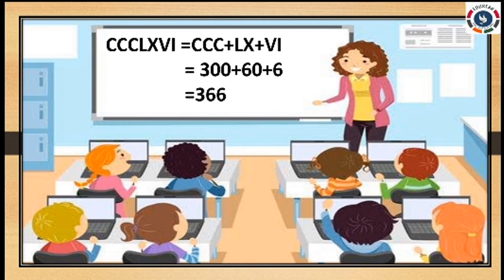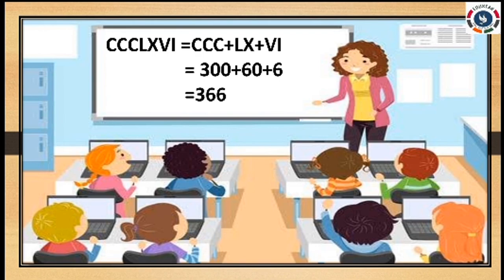Now CCCLXVI is equal to, first you have to split the Roman numeral according to the 3-digit number, 2-digit number, 1-digit number, like that. Okay, now C is based on the 3-digit number 100. So how many C we are having here? 3 C we are having. So you have to write CCC, then plus LX.